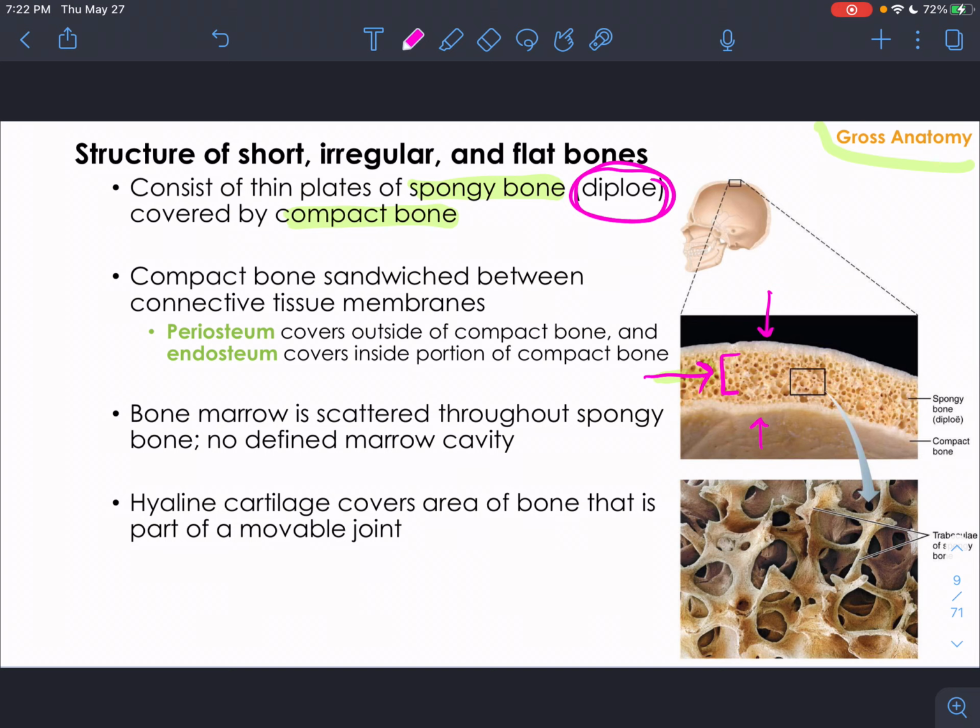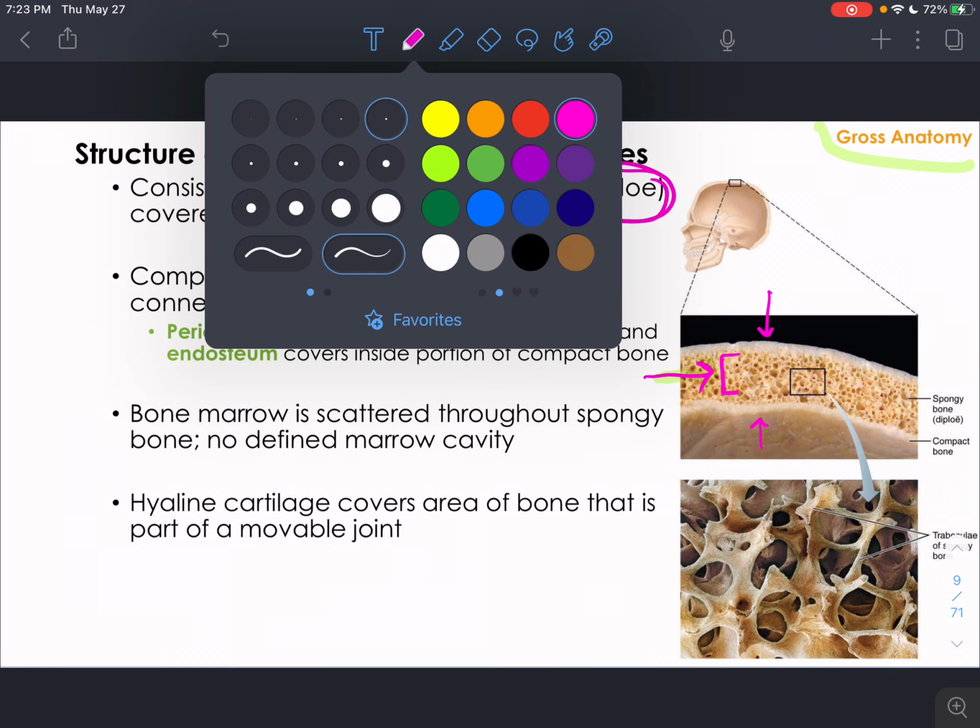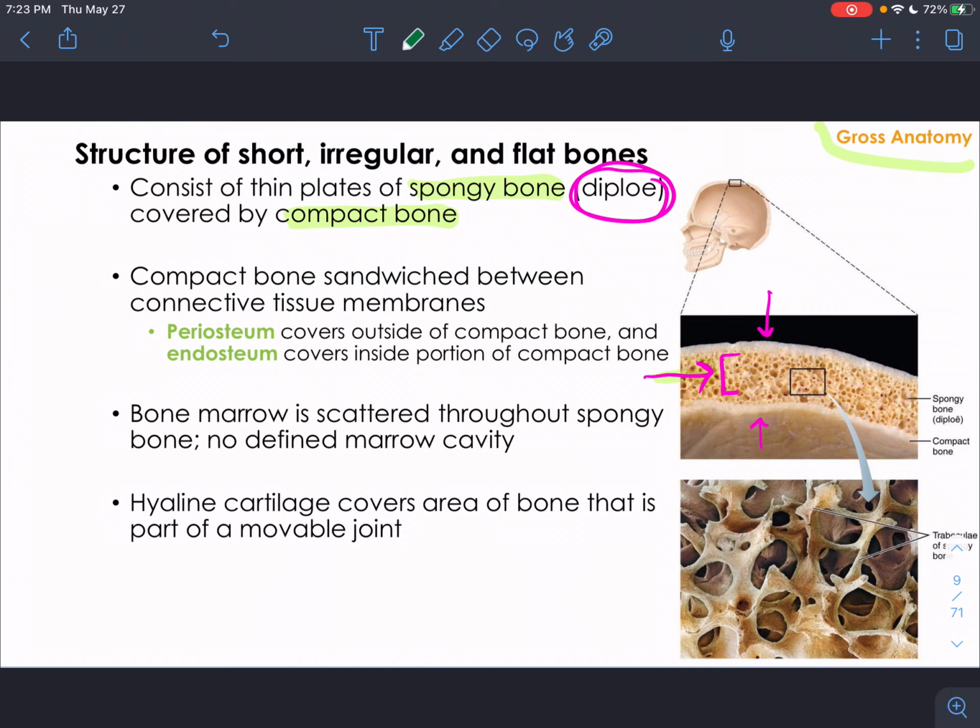The compact bone is also sandwiched. So you have compact bone, spongy, compact. But if you were to get close enough to the spongy bone or the compact bone, you would see that you have 2 types of membranes sandwiching it. You have the periosteum that covers the outside of the compact bone, and the endosteum, which covers the inside of the compact bone.